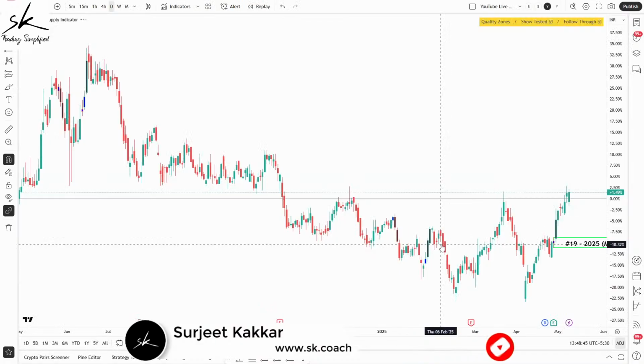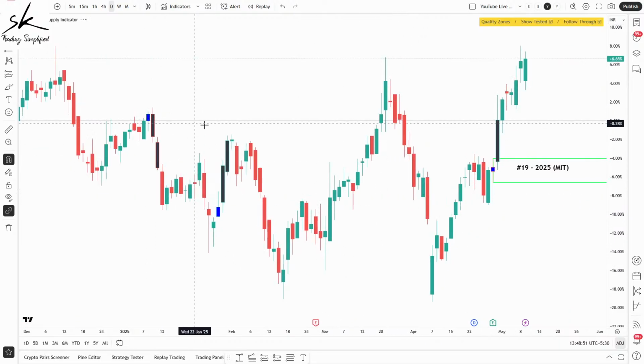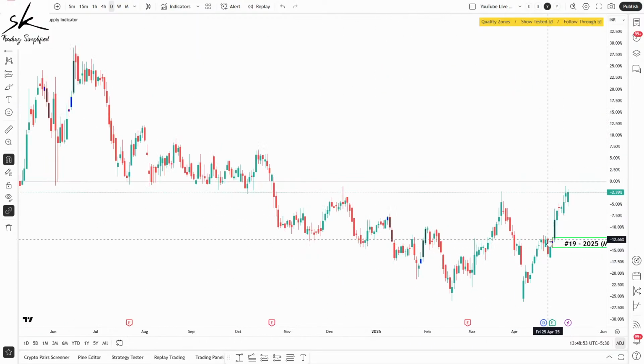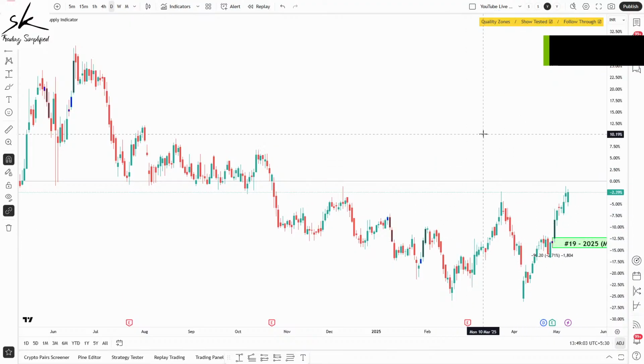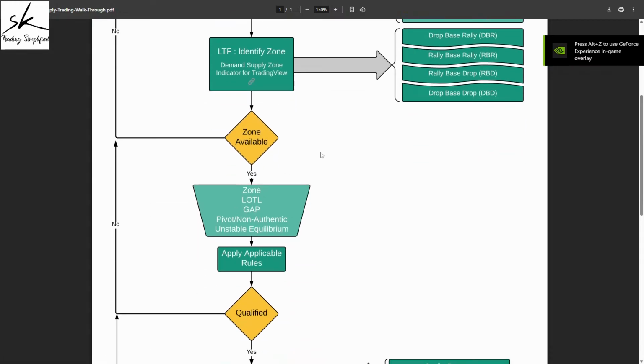So let's assume this was the symbol which was shortlisted by whatever process I used in my step number 2. And as soon as I applied the indicator, can you see it is showing me that we have a rally-based rally structure available here. So my step number 3, which was to identify a zone, the indicator has done it automatically for me, and now we do have a rally-based rally structure available to us. So step number 3, which is identify zone, yes, we do have a zone available.